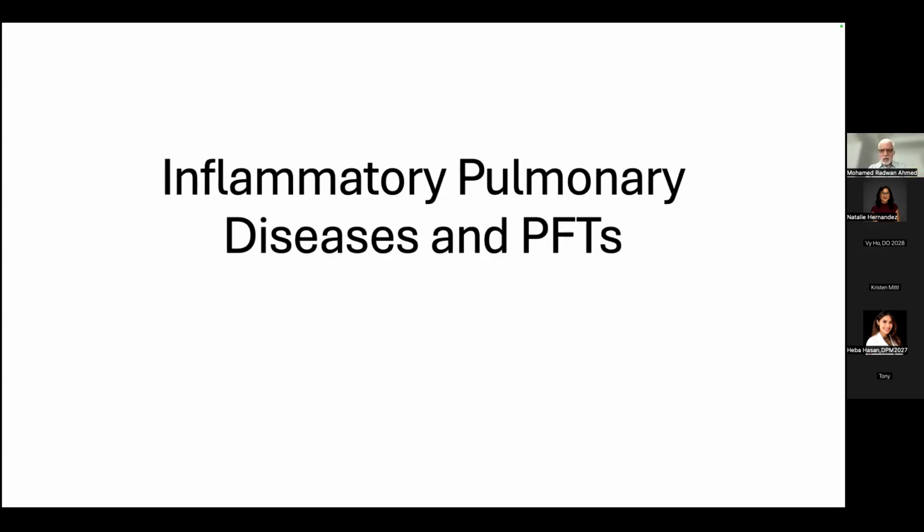Okay, guys. Today we'll talk about pulmonary function tests. Do you see inflammatory pulmonary diseases? Do you see the slide? Yeah, we can see it. Very good.